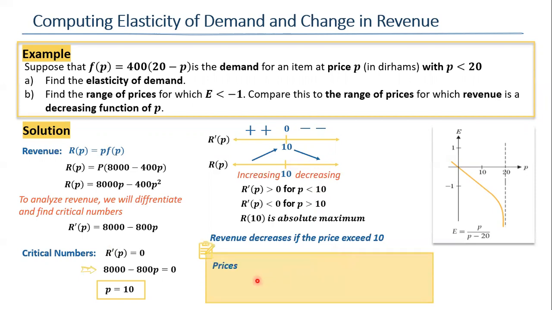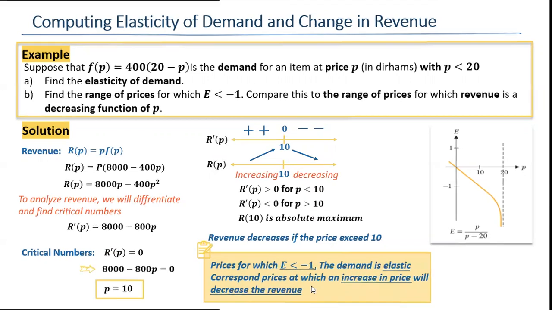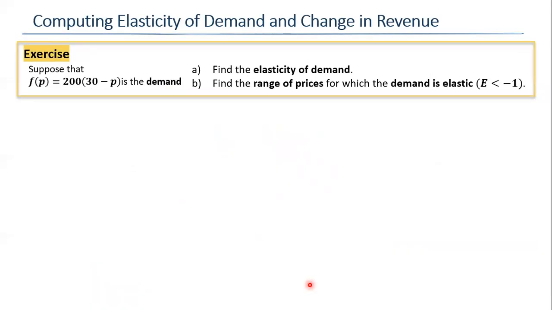So for the price at which E is less than -1, the demand is elastic. This is the corresponding price at which an increase in price will decrease the revenue. It's clear. Okay. Now the elasticity of demand. This is an example like the previous one. This is the training for you.